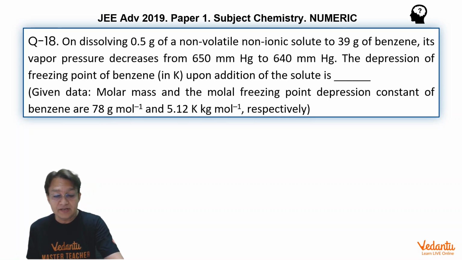So this is going to relate two subtopics into one single problem, and these two subtopics are the relative lowering of vapor pressure and the depression in freezing point. So let's start solving this problem.